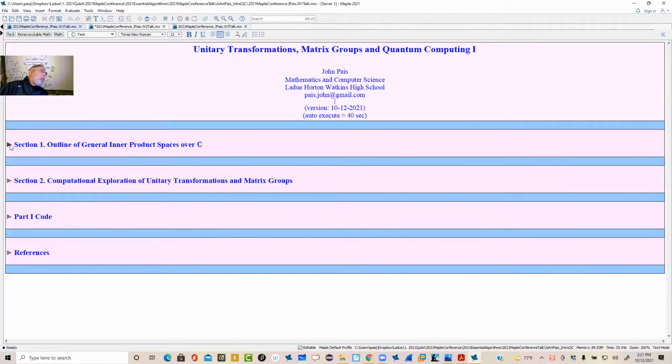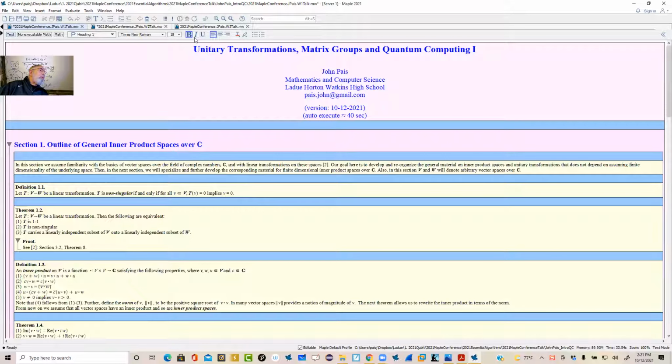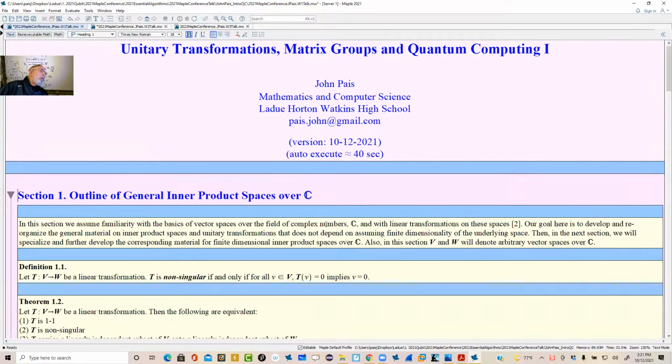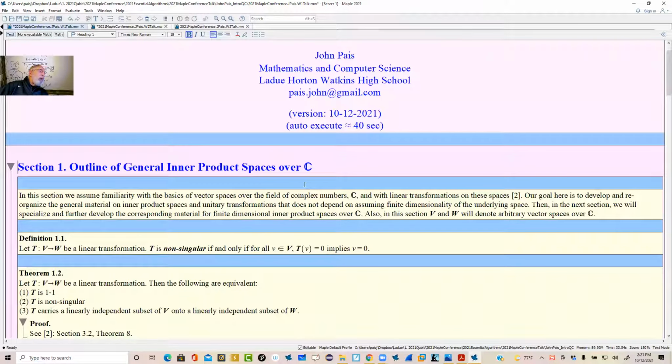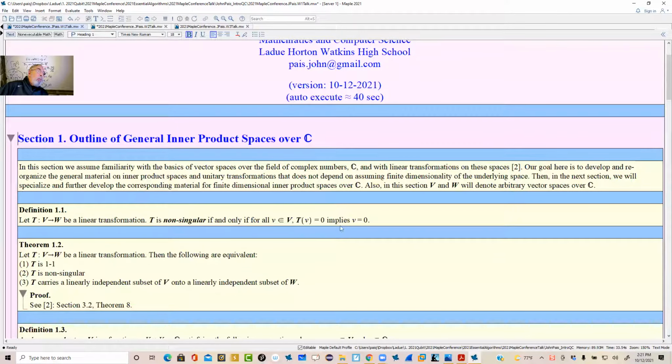So the first section, and let me make this bigger. This is an outline of general inner product spaces over C, the complex numbers, and this is based upon the material in the fantastic book Hoffman and Kunze.